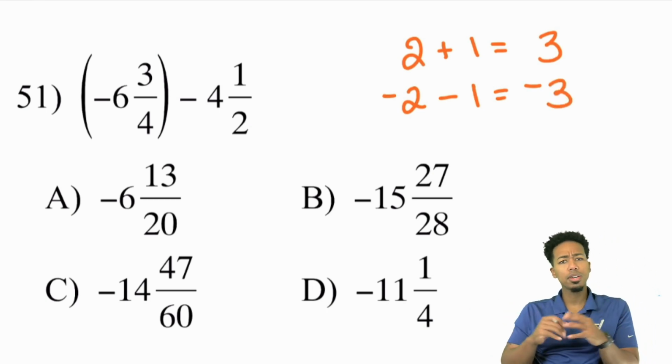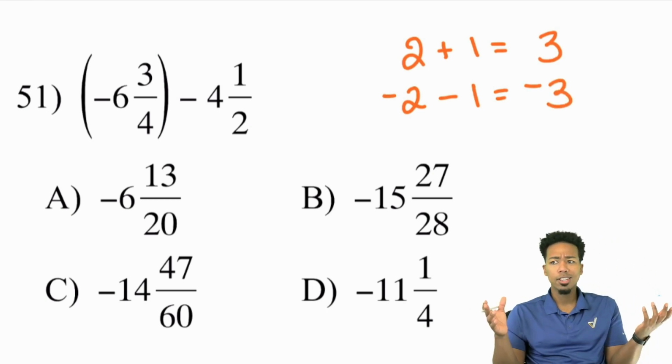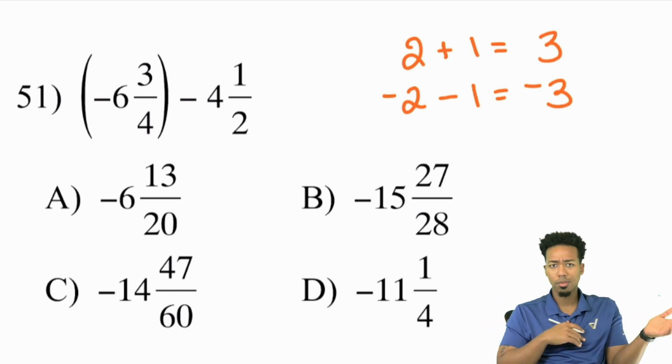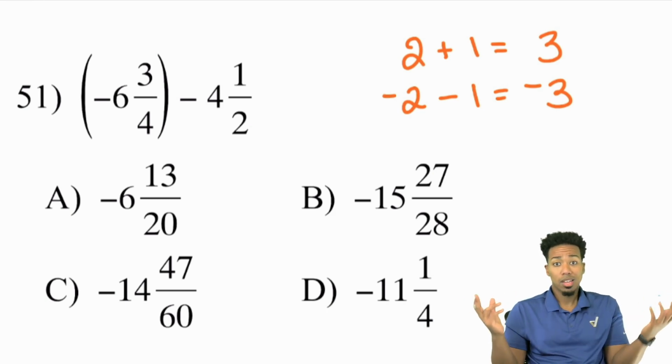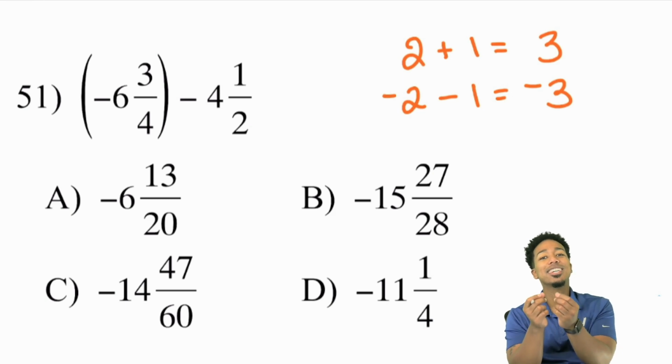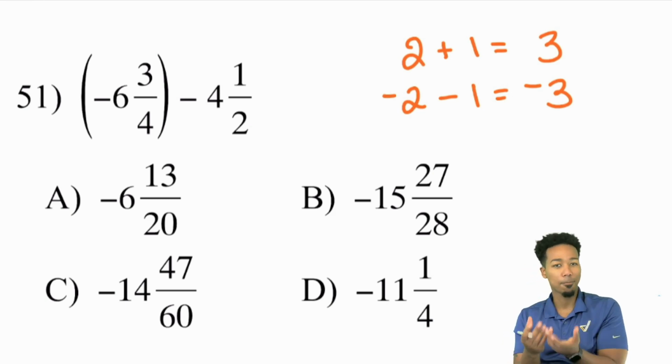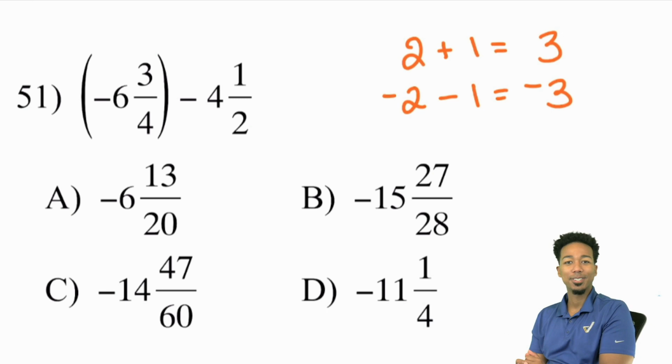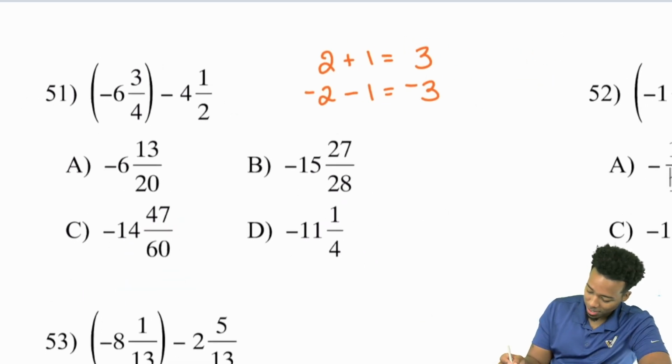What's the point I'm trying to make? The point I'm trying to make is that if you have a negative number and you're subtracting another number, just add them. Add the numbers, but keep it negative. That's the point I'm trying to make here. So that's all I'm going to do. Go ahead and add those numbers or fractions and just keep them negative. That's it.